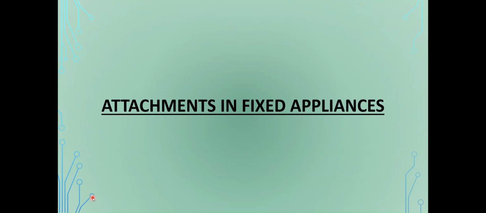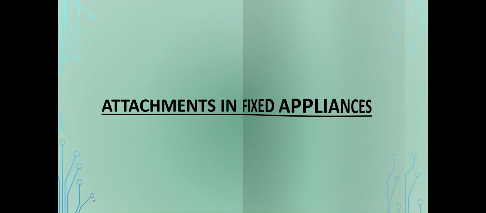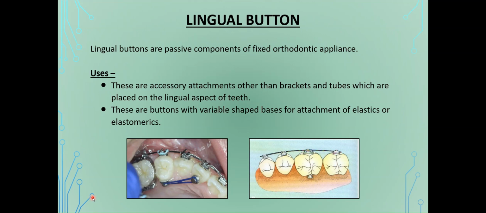Today we'll be discussing attachments in fixed appliances. Starting with lingual buttons: they are passive components of fixed orthodontic appliances. Uses: these are accessory attachments other than brackets and tubes, which are placed on the lingual aspect of the teeth. These are buttons with variable shaped bases for attachment of elastics and elastomerics.